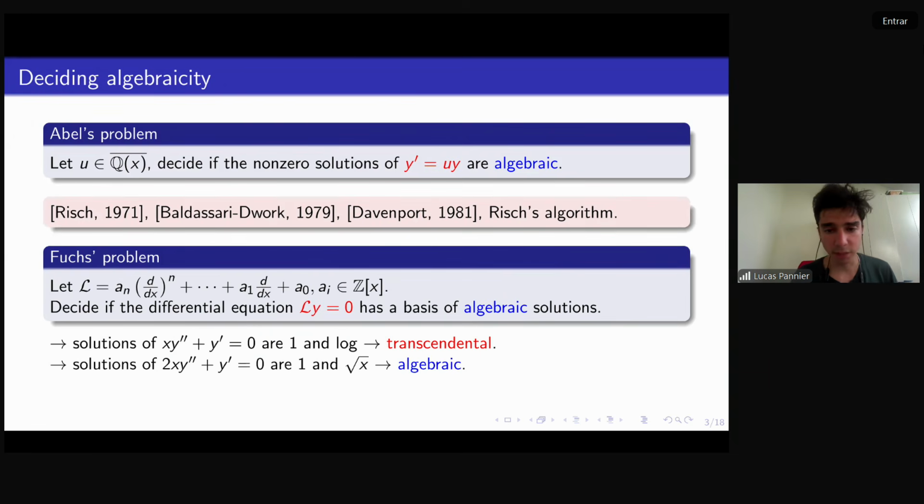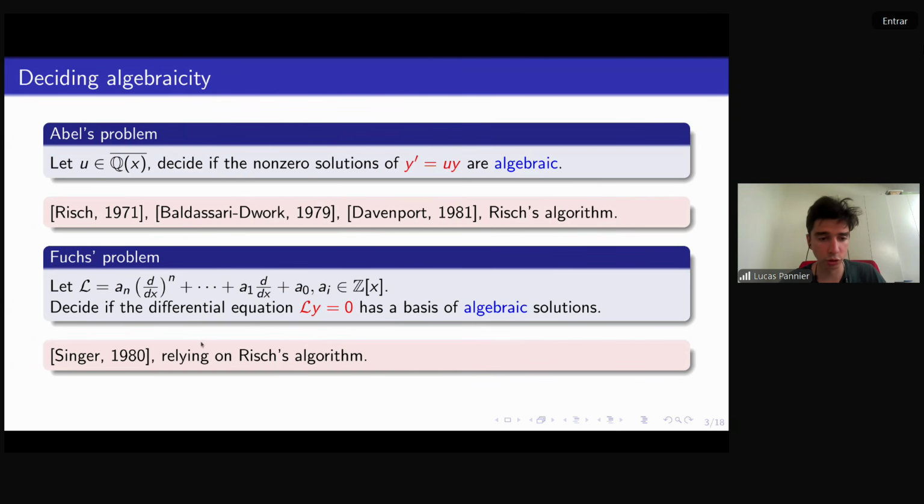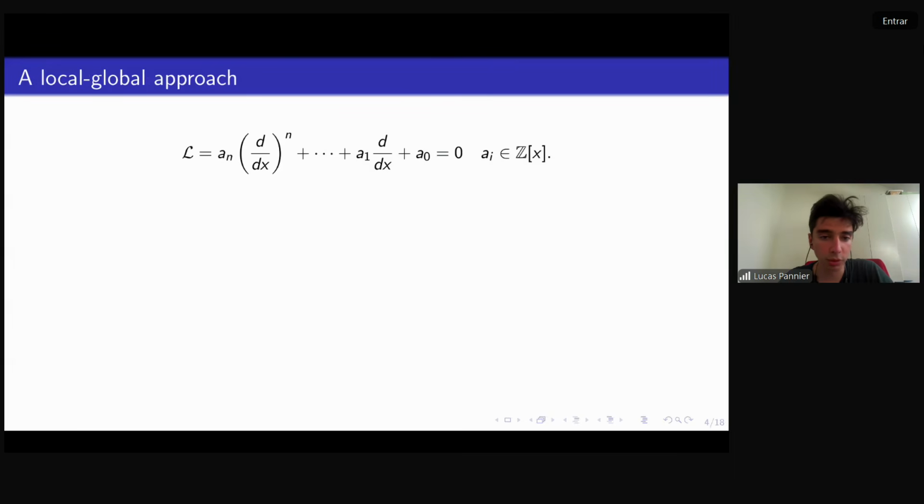Abel's problem has been answered by Risch and Davenport, and independently by Baldassarri and Dwork. This work led to what is known as the Risch algorithm to decide when the solutions of such a first-order differential equation are algebraic. And Fuchs' problem has also been answered in 1980 by Singer, whose work relied on the Risch algorithm. However, here we will try to have a local-global approach, so a different arithmetic approach.